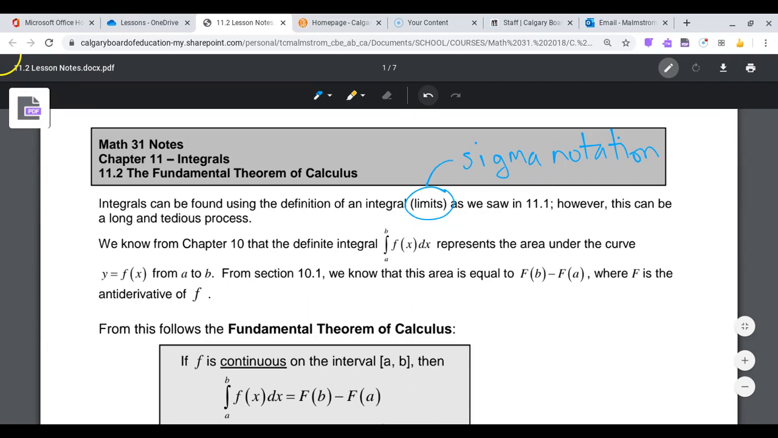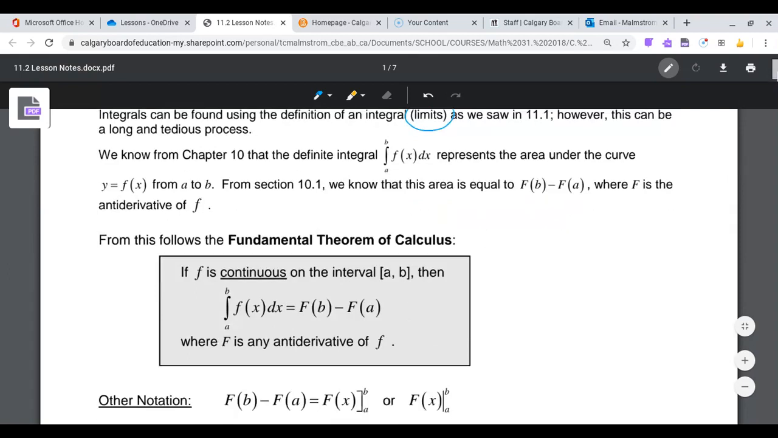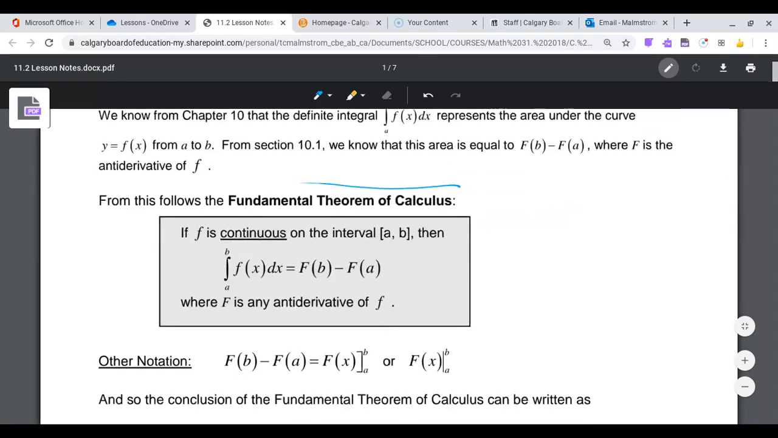And from section 10.1, we know that this area is equal to F of b minus F of a, where big F is the antiderivative of little f. This follows then that the fundamental theorem of calculus, so just new words, comes if little f is a continuous function on the closed interval from a to b. Then we know if we integrate that function in terms of x over the closed interval a to b, then it is equal to big F of b minus big F of a, where big F is any antiderivative of little f. Okay, so just new words.